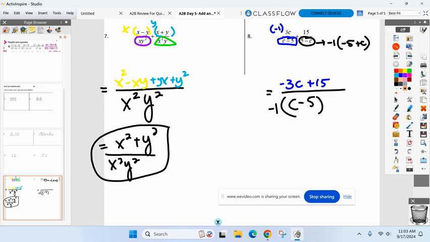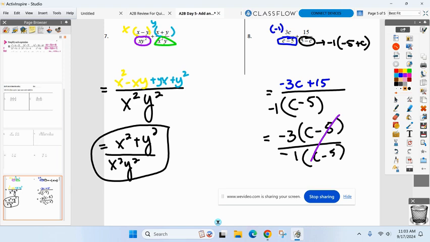Unlike the last problem, though, I don't think I'm done. Anybody? Greatest common factor. Of? 3. Can I take out a -3 though? Yeah, I like to take out the negative. So I'm left with c minus 5. What are you left with? -3 over -1. Left with 3.